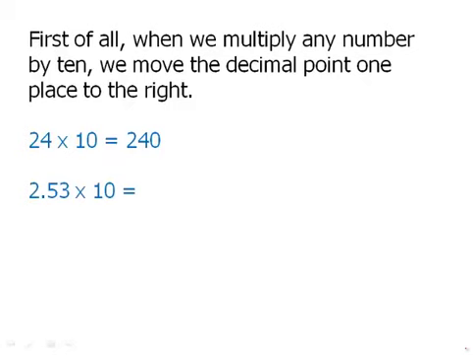2.53 times 10. Well, for this, we can't just use the stick on a 0 anymore. We have to remember multiplying by 10 means move the decimal place 1 place to the right. So it starts out between the 2 and the 5. It winds up between the 5 and the 3. So we get 25.3. 6,400 times 10. We move the decimal point 1 place to the right. We get a placeholding 0. Again, it's like adding a 0 to the end.